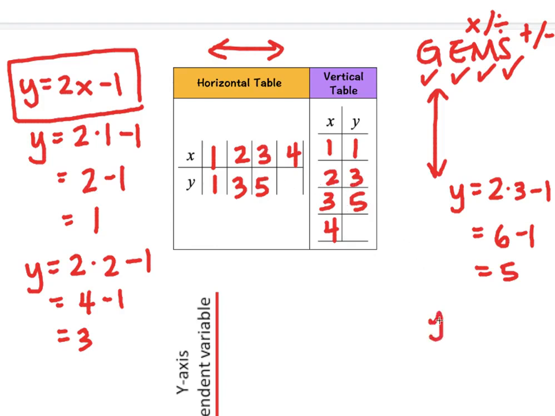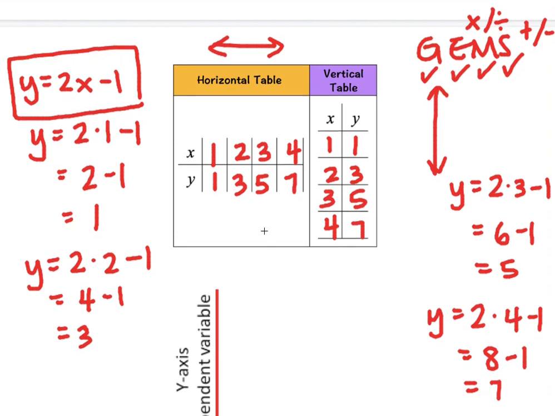And then our last x variable that we put there was 4. So now instead of 2 times x, we have 2 times 4 minus 1. 2 times 4 is 8. 8 minus 1 is 7. So whenever x is equal to 4, y is equal to 7. Okay? So that's how you would create your own table. You're just creating your own numbers for x, and then you're replacing it in there for y.